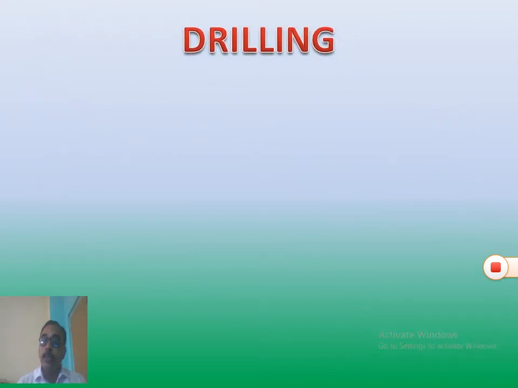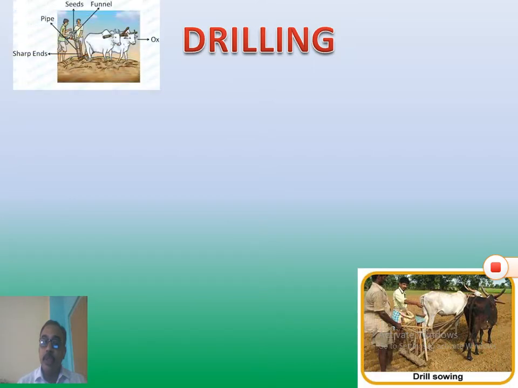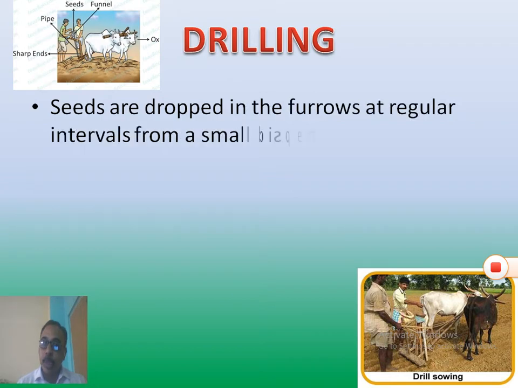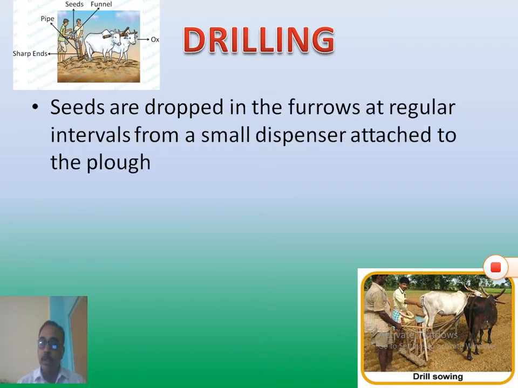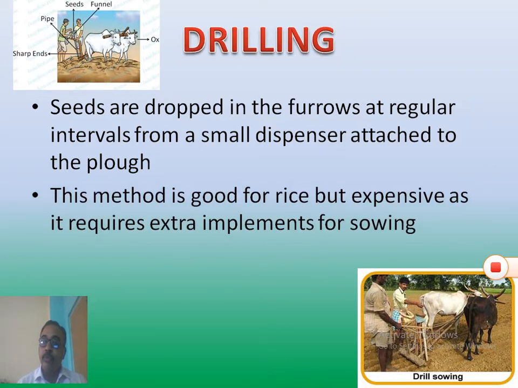The next method is drilling. Now if you see this diagram of drilling, it has a funnel with a plow. There is a sharp end through which we plow the field, and there is a funnel where the seeds are kept. So as the plow is plowing the field, the seeds are dropped in the furrows at regular intervals from a small dispenser. That funnel is a dispenser attached to the plow. Now this method is very good but expensive, as it requires extra implements for sowing.